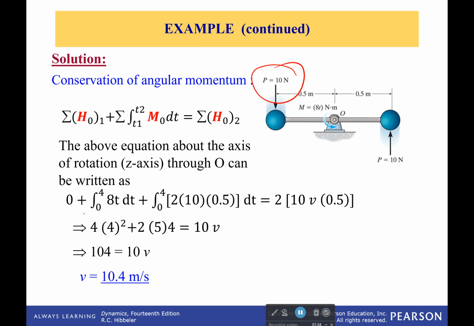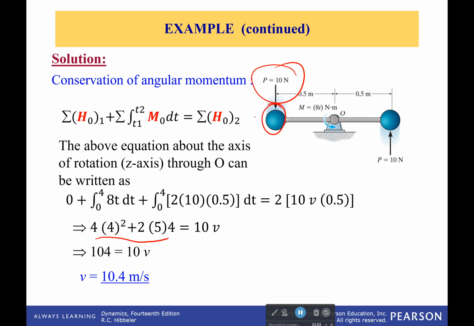So if we then integrate that, we get this right here. Now this right here is talking about our angular momentum at the end. We don't know what our velocity is, but we're not just trying to solve for the angular momentum, we actually want to solve for our velocity at this final time frame.